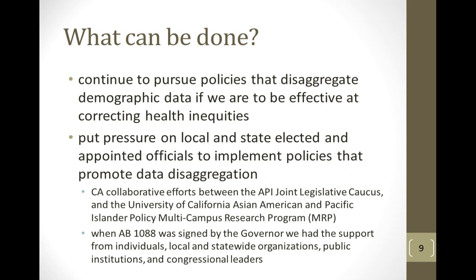We need to put pressure on local, state, and federal officials to hold them accountable for the various communities that they serve and that have needs in the state of California. And this is working. For example, in California, we have collaborated between the Asian Pacific Islander Joint Legislative Caucus, which is the Asian Americans elected at the state level, and the University of California Asian American and Pacific Islander Policy Multi-Campus Research Program, the MRP, that led to the development and publication of reports pertaining to the health and education status of our communities in California.